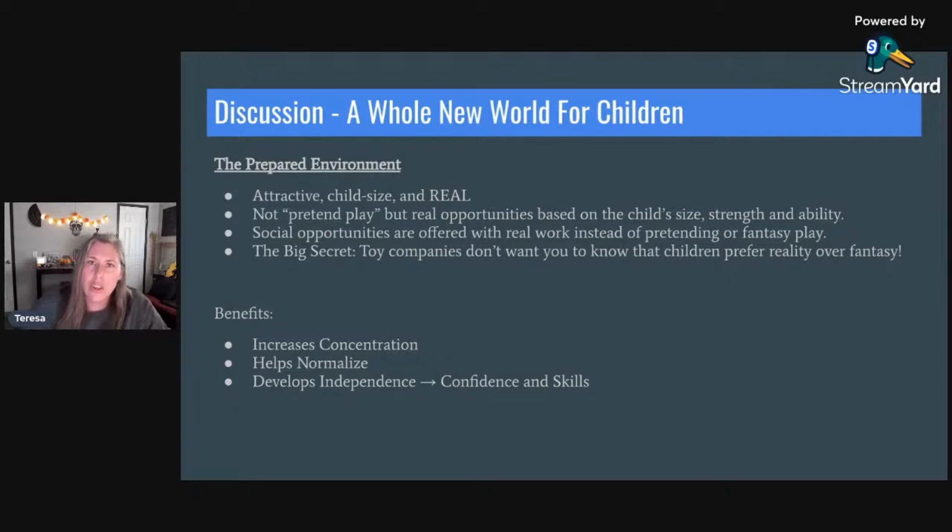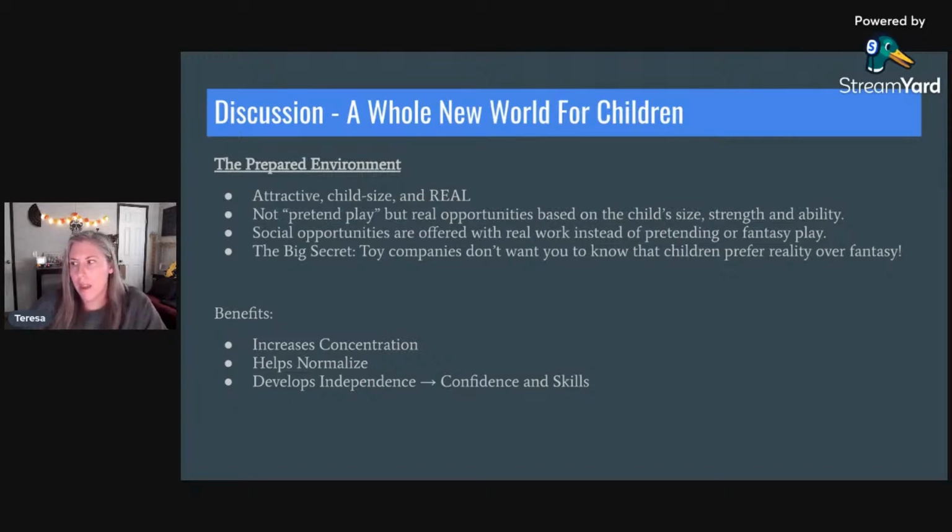And she realized that the children, when they had an opportunity to do real work instead of pretend play, they chose the real work. They chose the real opportunities based on the child's size, strength, and ability, right? We really want to have the work in the classroom match what the child is capable of and that next step forward, right? Now, I'm talking about this and you might be thinking, well, no duh, that's pretty obvious. We've been doing that for years in child development.